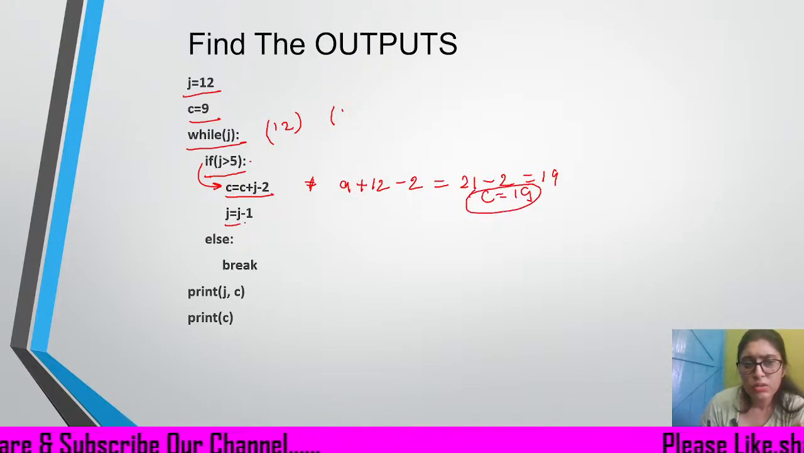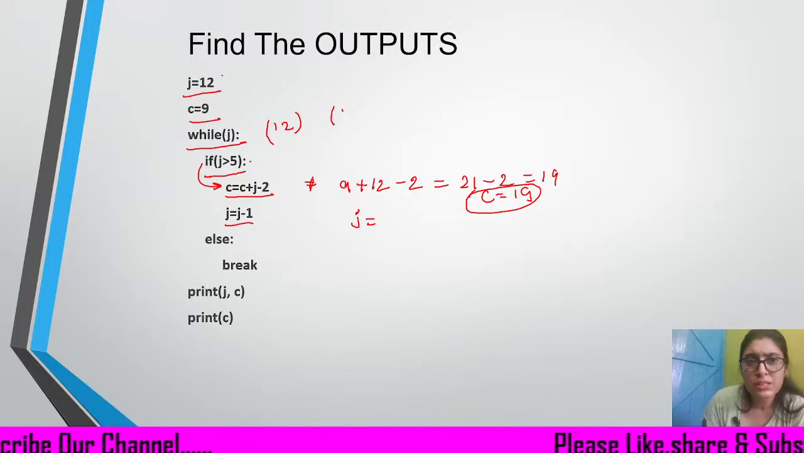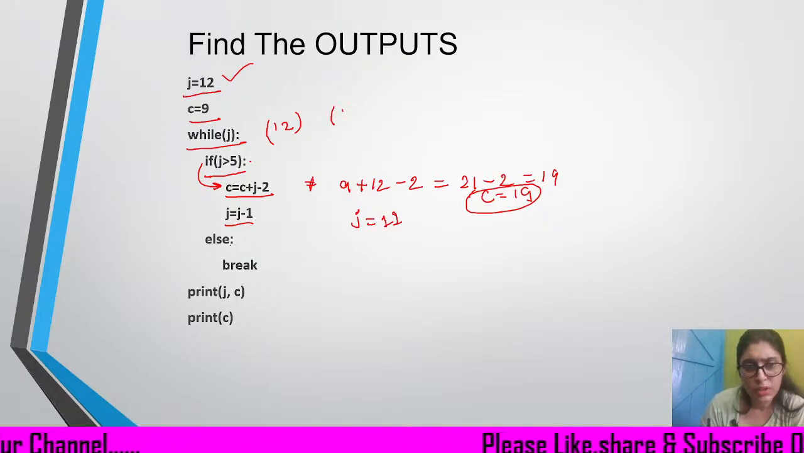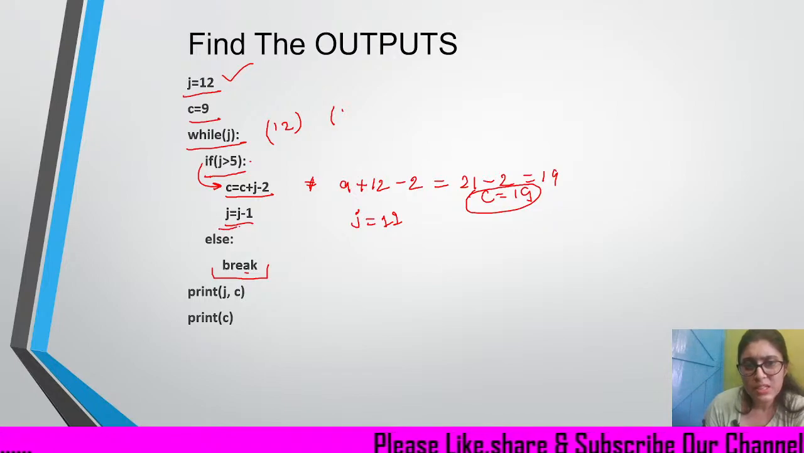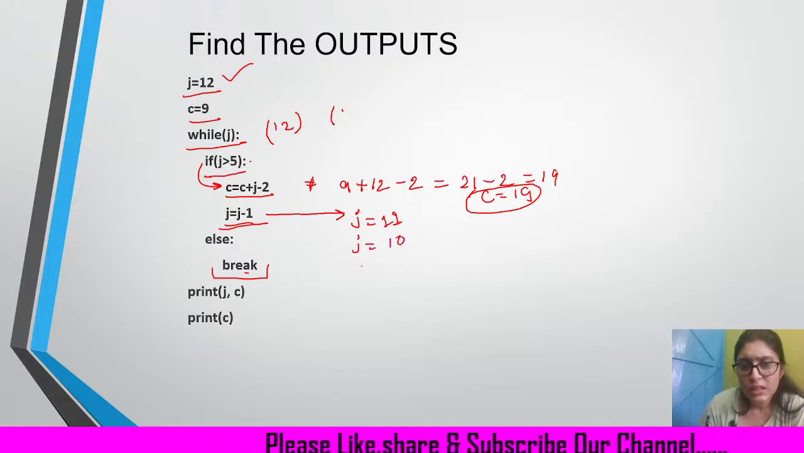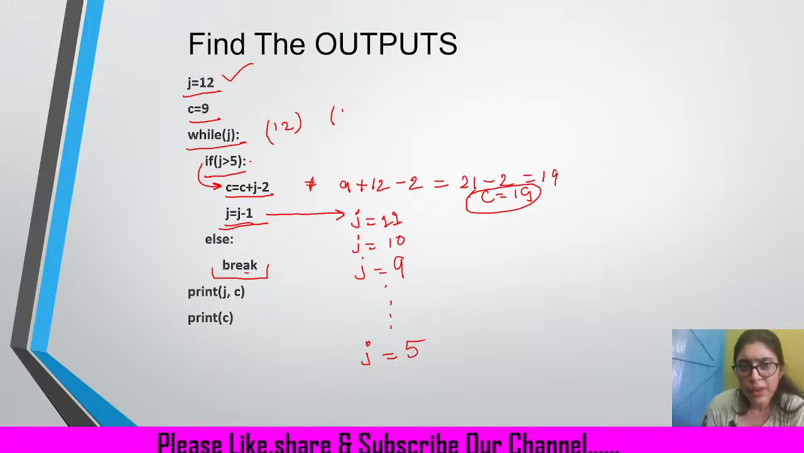Now J equals J minus 1. Now the J value will be J minus 1. That means 12 is the J value, and J minus 1 will be 11. Else break. In the else part it is written break. Now you can see J equals J minus 1. So first time it will be 11, then the J value will become 10, then 9, like this, until one time the J value will be 5.